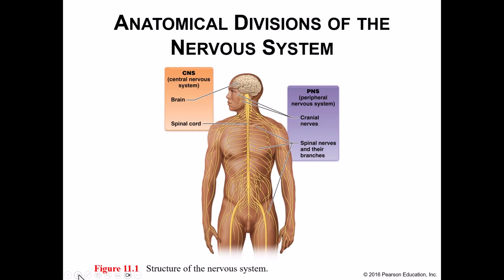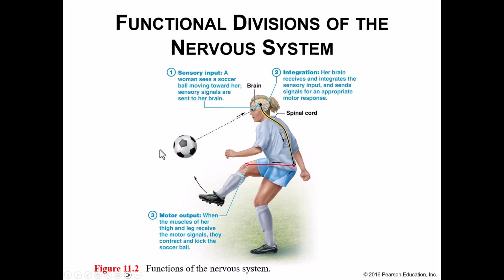So the nervous system is made up of our central nervous system, which includes the brain and the spinal cord, and our peripheral nervous system, including the cranial nerves and our spinal nerves. This is a way our body communicates and controls and coordinates. With the nervous system, first step, sensory input.